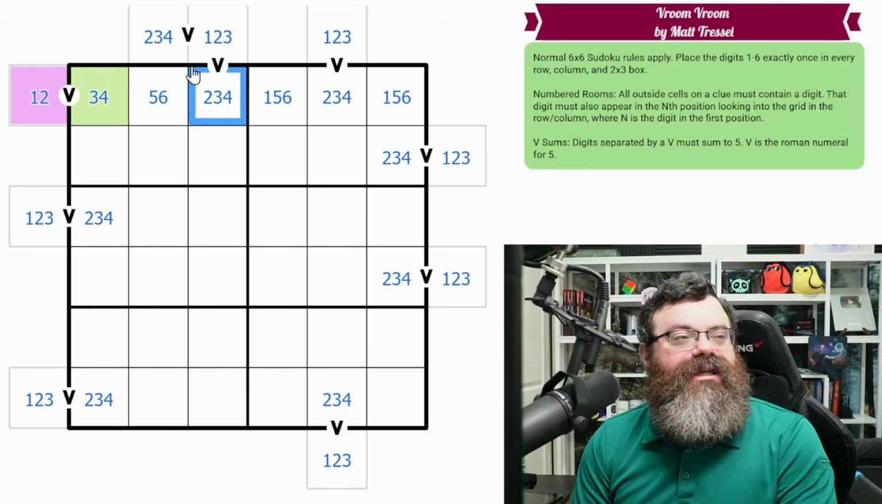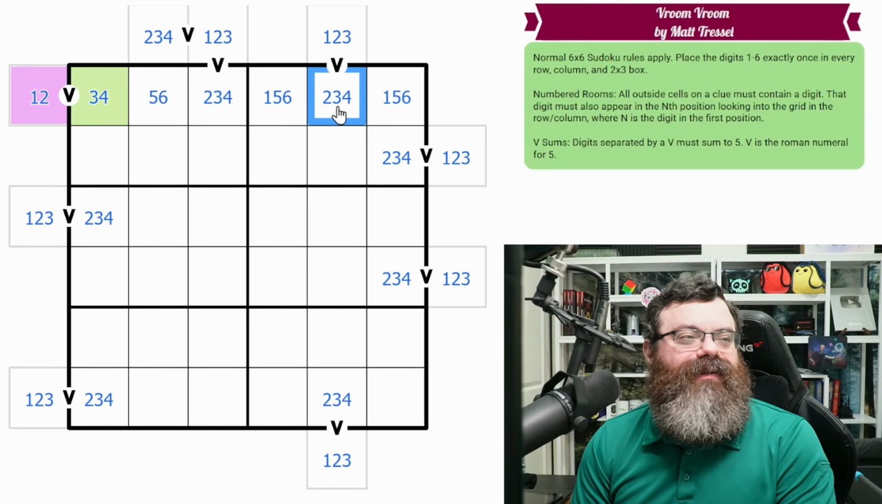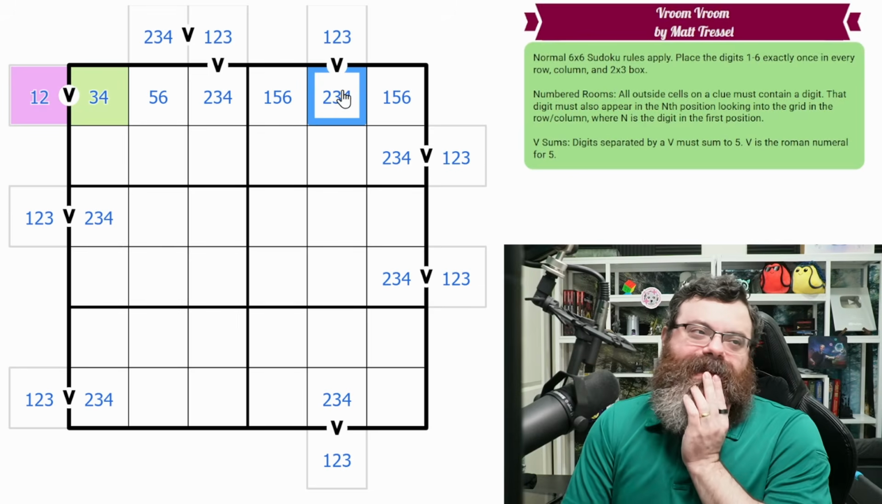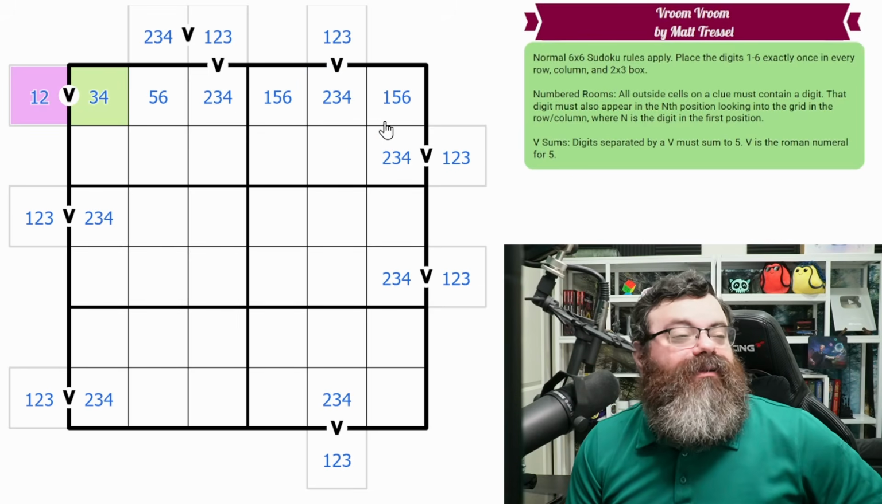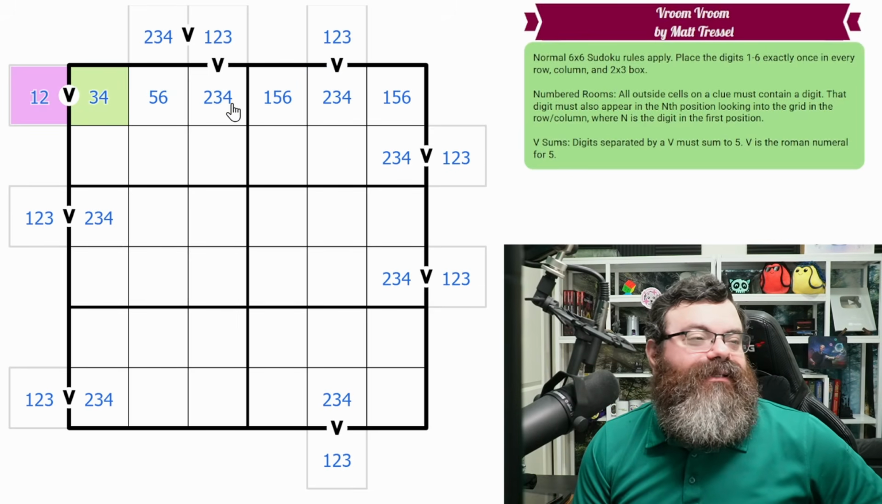So we're either 3, 2, or 4, 1. 3, 2 would make that a 4. 4, 1 would make that a 2 or a 3. What do I do with this? I feel like I should be able to expand on this a little bit.